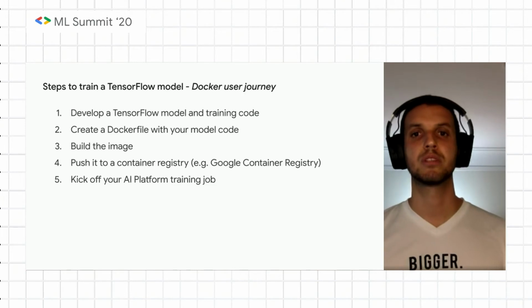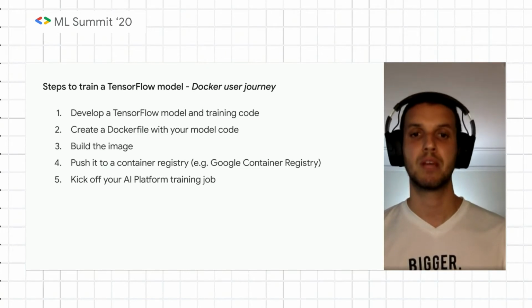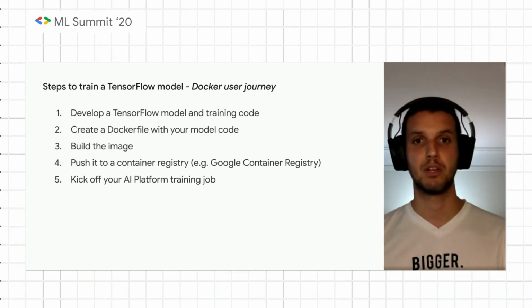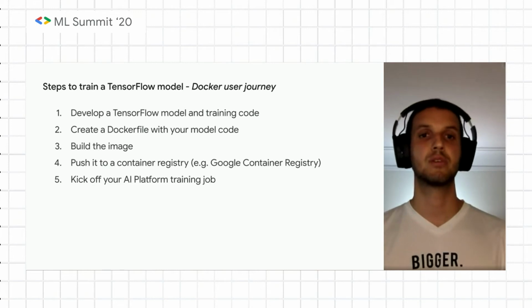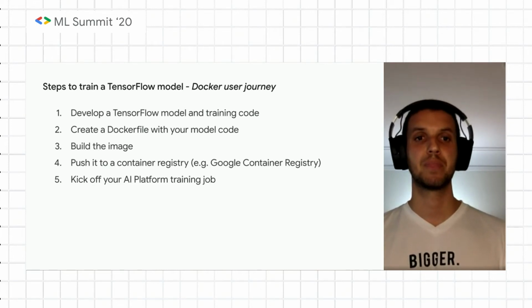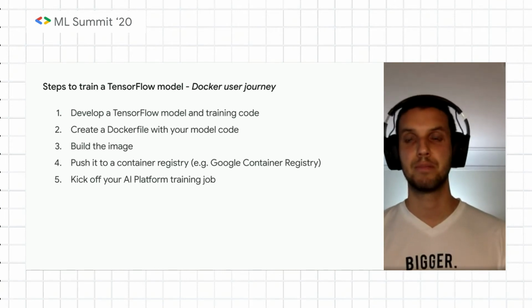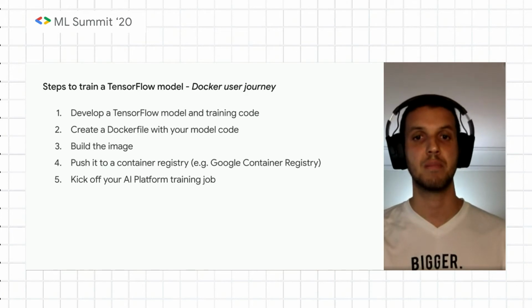And then how it works. How would be my Docker journey if I want to run a customized container and run my customized training job? Well, first you would need to develop your TensorFlow model with your training routine. Next, you create your Dockerfile. You build the image, you register it into container registry, in this case, Google Container Registry, and then you submit your job by providing the proper container name and tag.